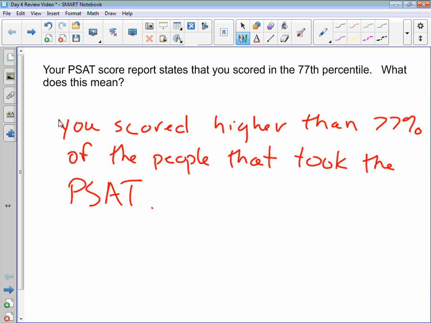So if 100 people took it, and we ranked those scores 1 to 100, you would be number 78 because you scored better than 77 of those people.